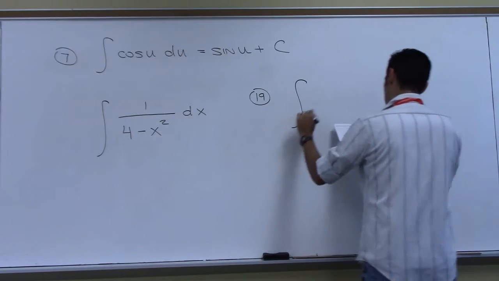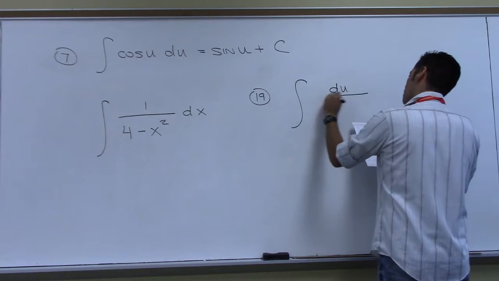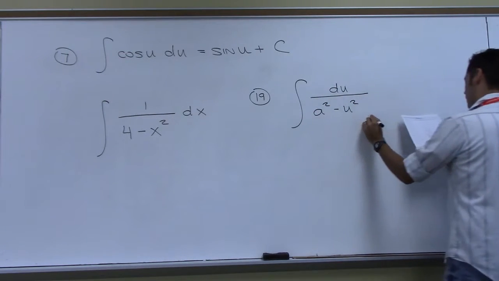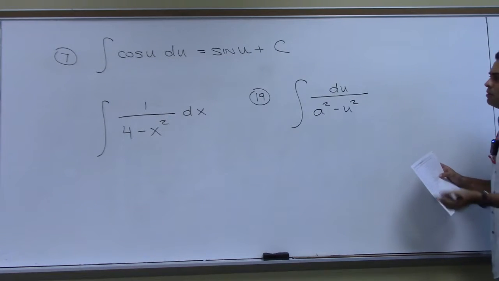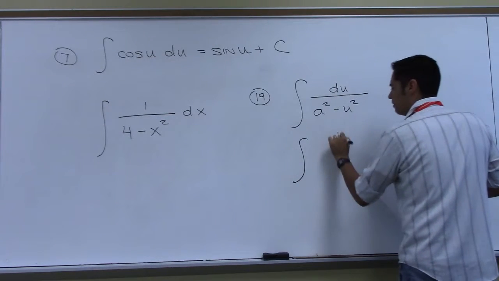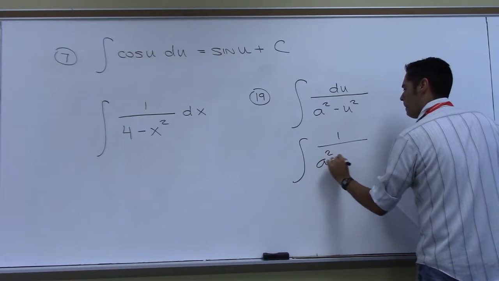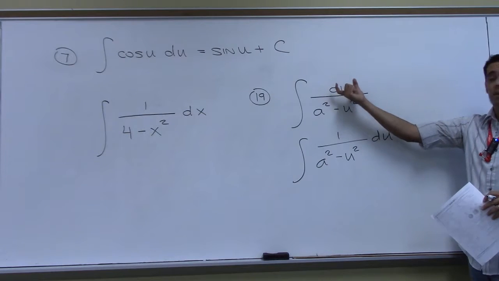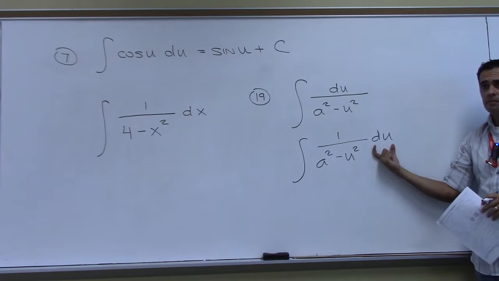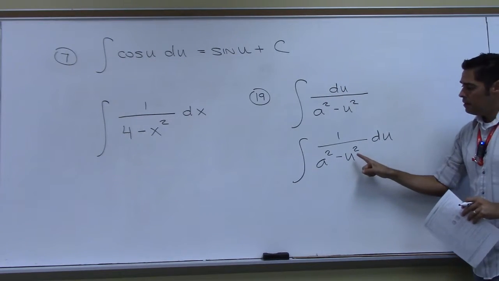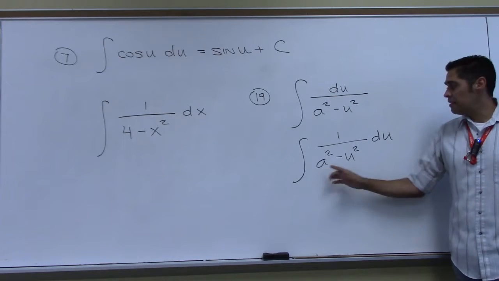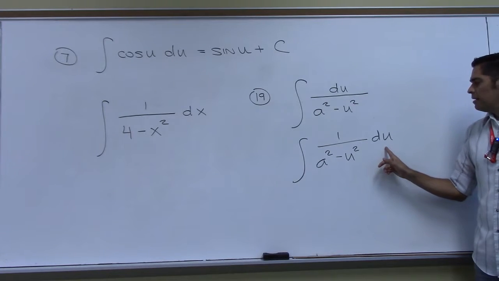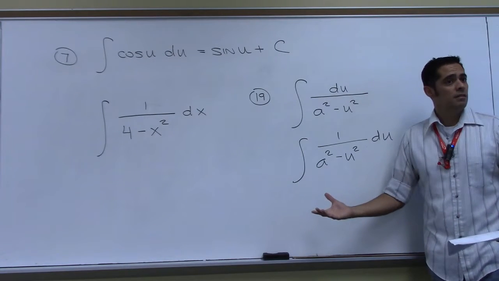19 says du over a squared minus u squared, right? That's it. So that formula is the same as this. The du is like multiplication. It can be slid out to the side like that. And then the a here in the problem, what do we say the variable is here? U, because the differential tells us that. So we're going to treat the a as a constant.